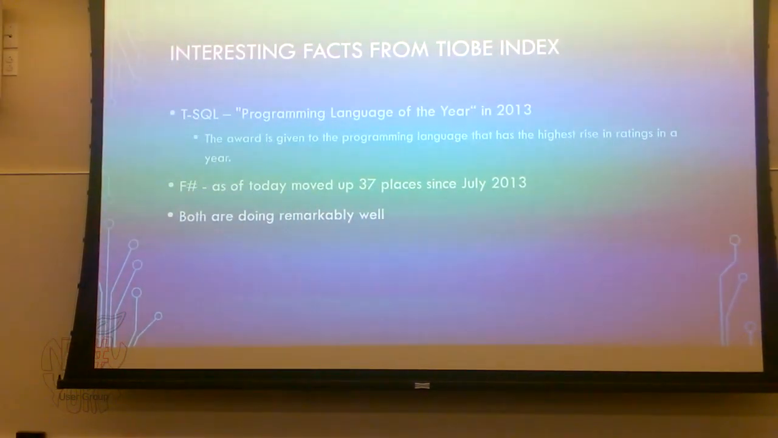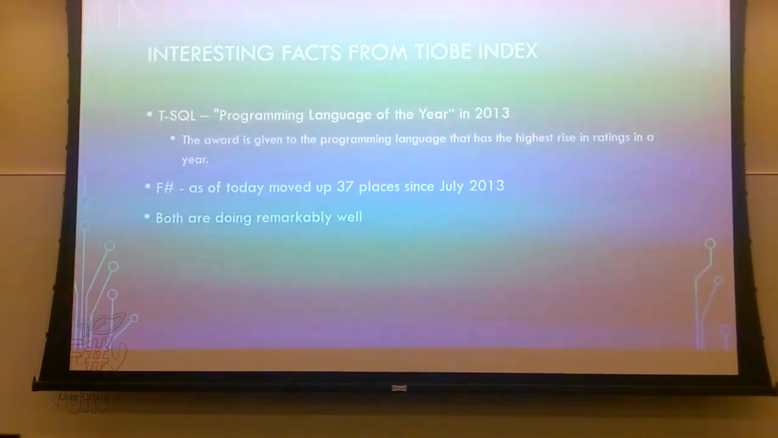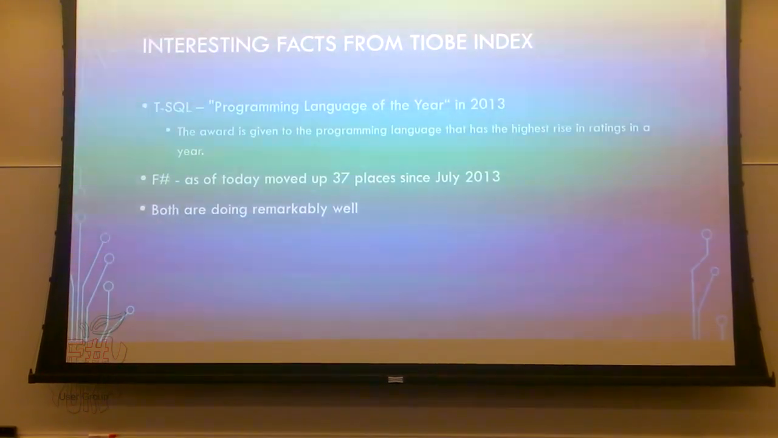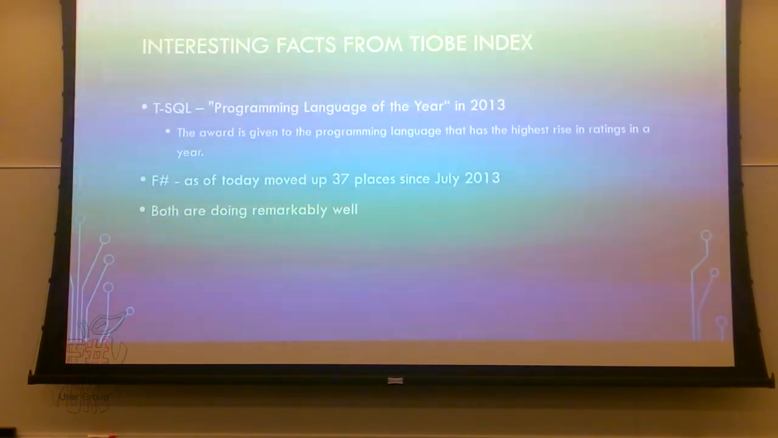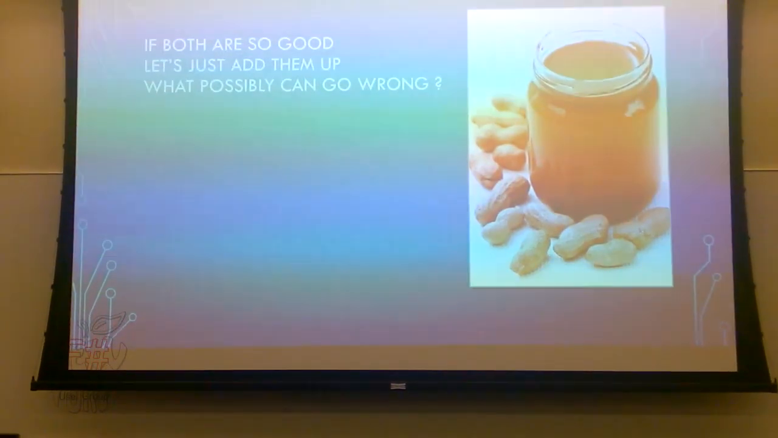So some interesting facts from the Tiobe Index. Both T-SQL and FSharp do very well. Last year, Transact-SQL was language of the year, the fastest moving up language, and FSharp as of today has also moved up 39 places since last year. So you can tell they both do remarkably well. So the interesting question is, they are both so good, can we just take them and put them together? What awesome things can we draw?